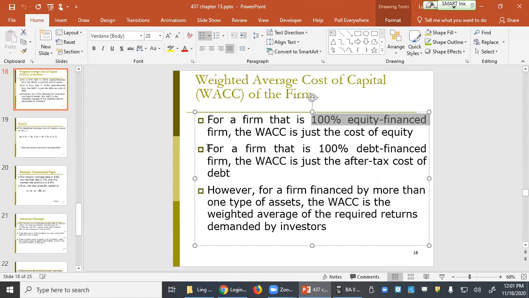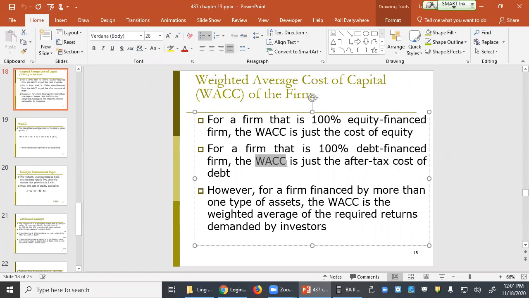Now, on the other extreme, what if you have a corporation that is 100% financed through debt, but it has no common stock outstanding, it has no preferred stock outstanding? In that case, once you find the after-tax cost of debt, that after-tax cost of debt is your weighted average cost of capital for your corporation.